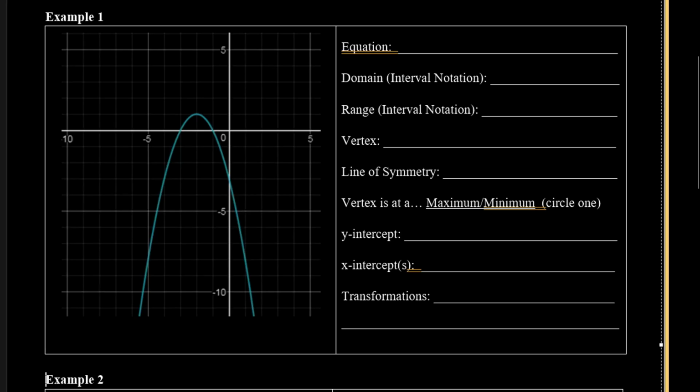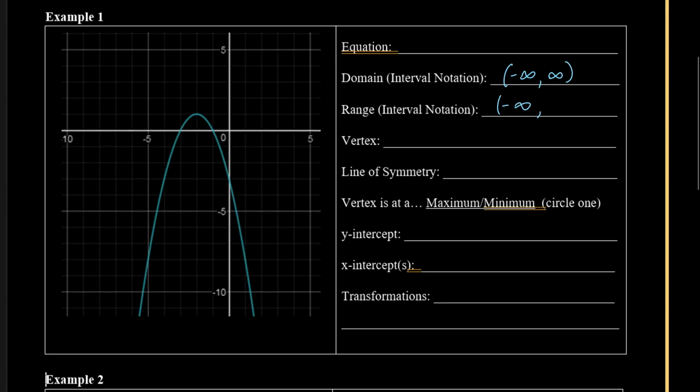Bracket and parentheses, good. So what is my lowest x value? Negative infinity. And what's my max x value? Positive infinity, good. And my range. What is my least y value? Right. So I'm looking, when do I stop going down? I never do. So it's negative infinity.